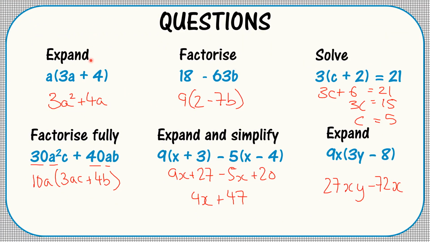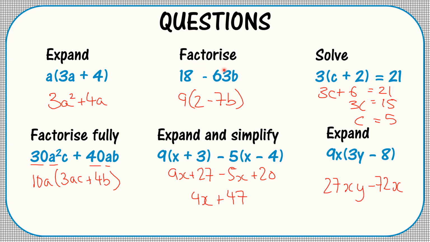Hopefully you had a chance to attempt some of the questions. Let's go through them. The first question asks us to expand. A times 3a you should know is 3a squared. A times 4 is 4a. When we do algebra, the number comes first and then the letters in alphabetical order.